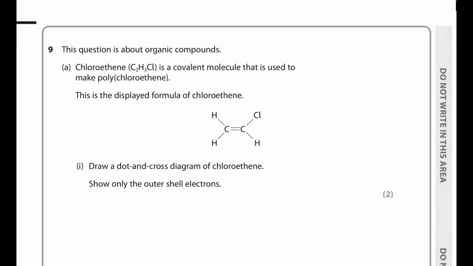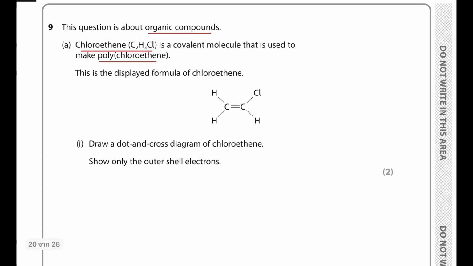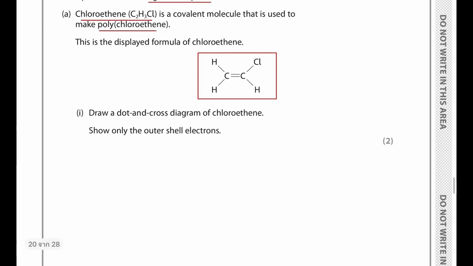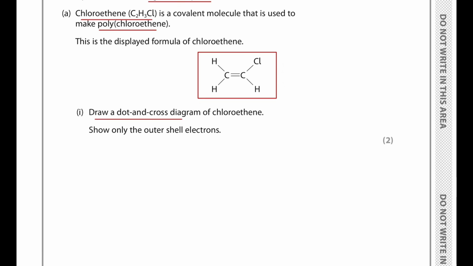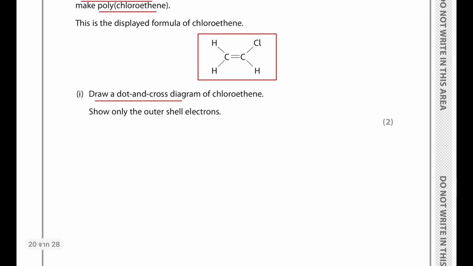Question 9. This question is about organic compounds. Chloroethene is a covalent molecule that is used to make polychloroethene. This is the display formula of chloroethene. So draw a dot and cross diagram of chloroethene. Show only the outer shell electrons.